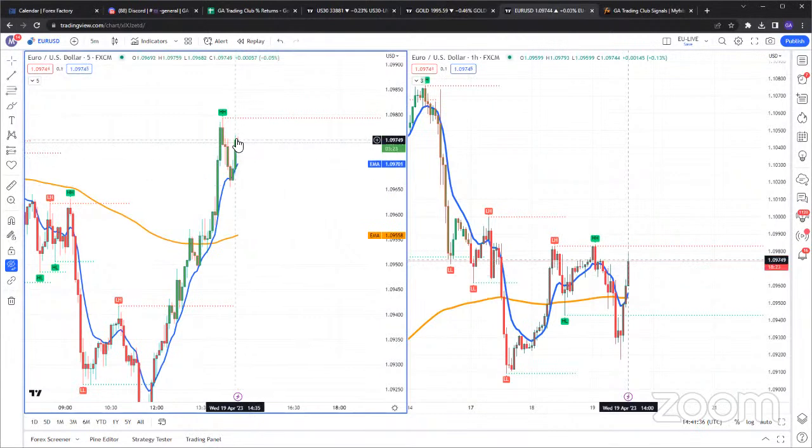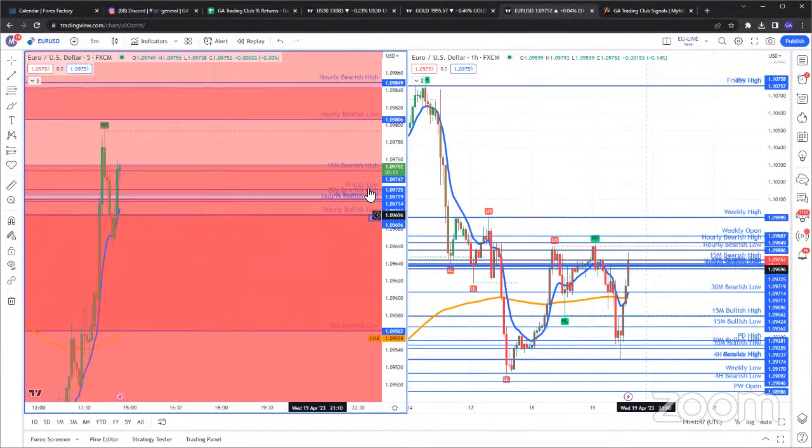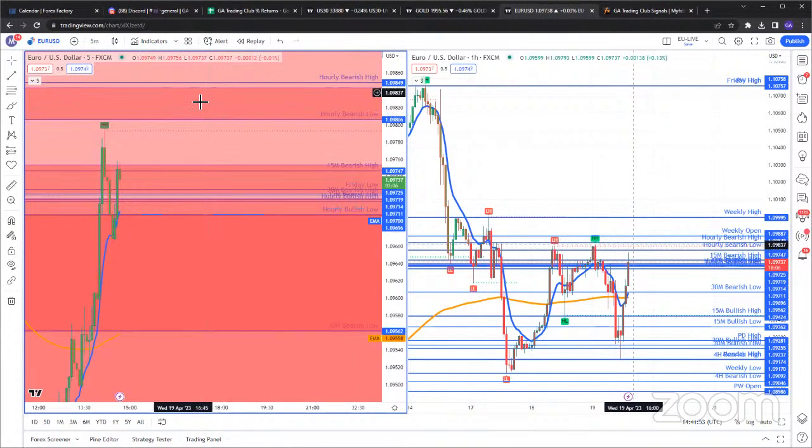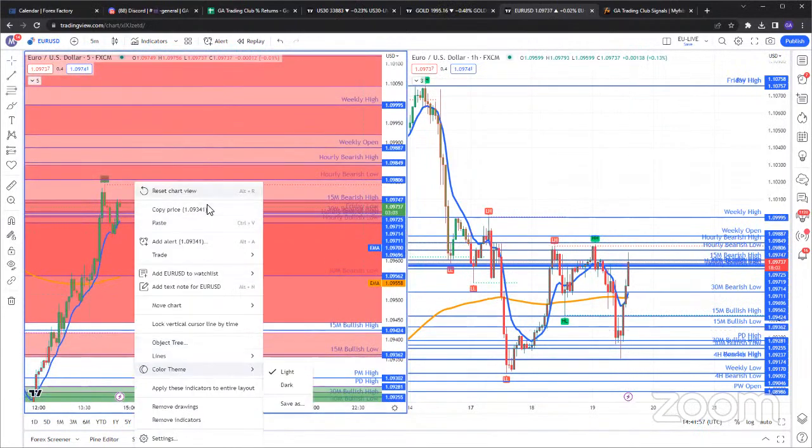So ideally here, what you'd be looking for is a closure below the 9 EMA and then a retest and closure below. And guess what? That would ideally line up with the supply zones that are in here. We have a 15-minute bearish high, a 30-minute bearish high, but we also have an hourly bullish high and low right here. So for EU, just be patient with it. No need to rush anything.